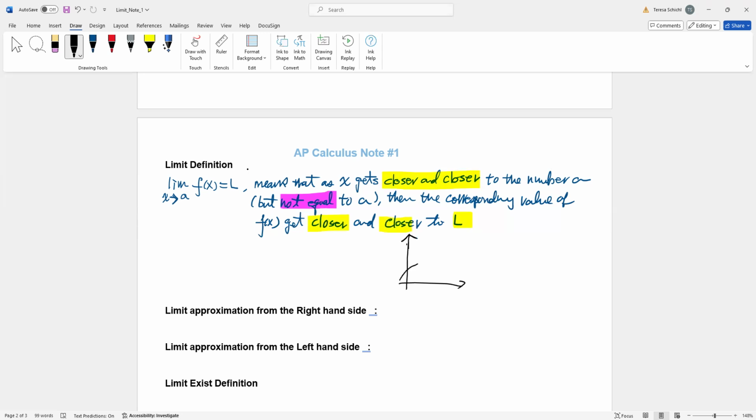So if you have a function like this, this is an example of a function. Here is my a, and here is my L, and this is my x. When x gets closer and closer to a, the corresponding value, f(x), is going to get closer and closer to L. That's what that means.